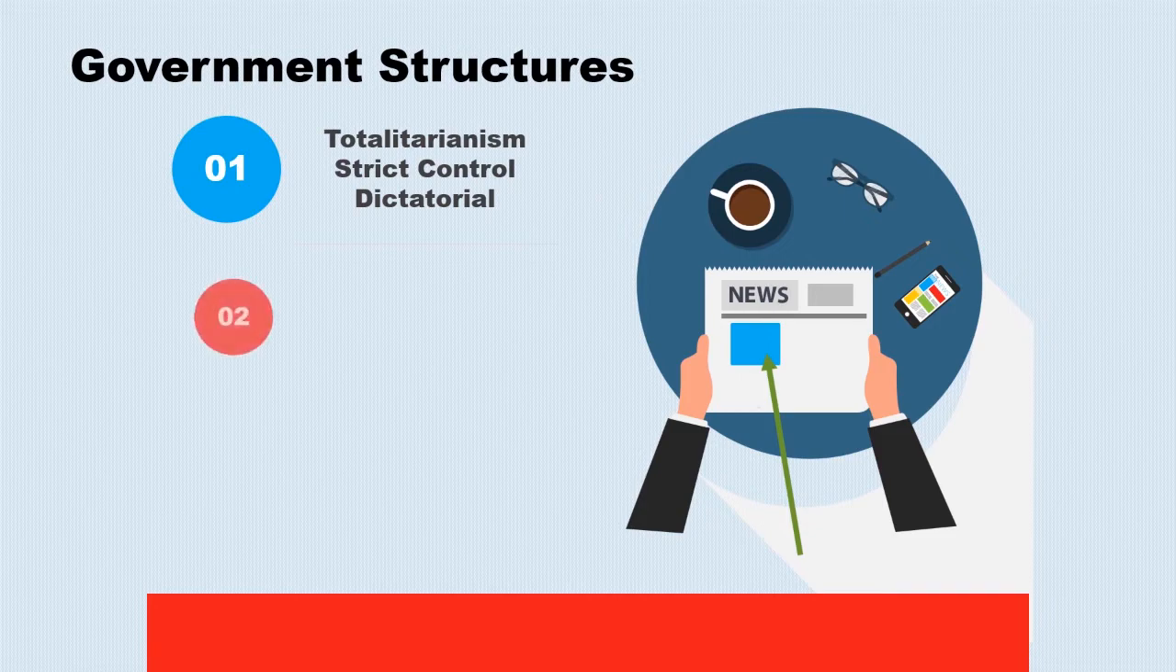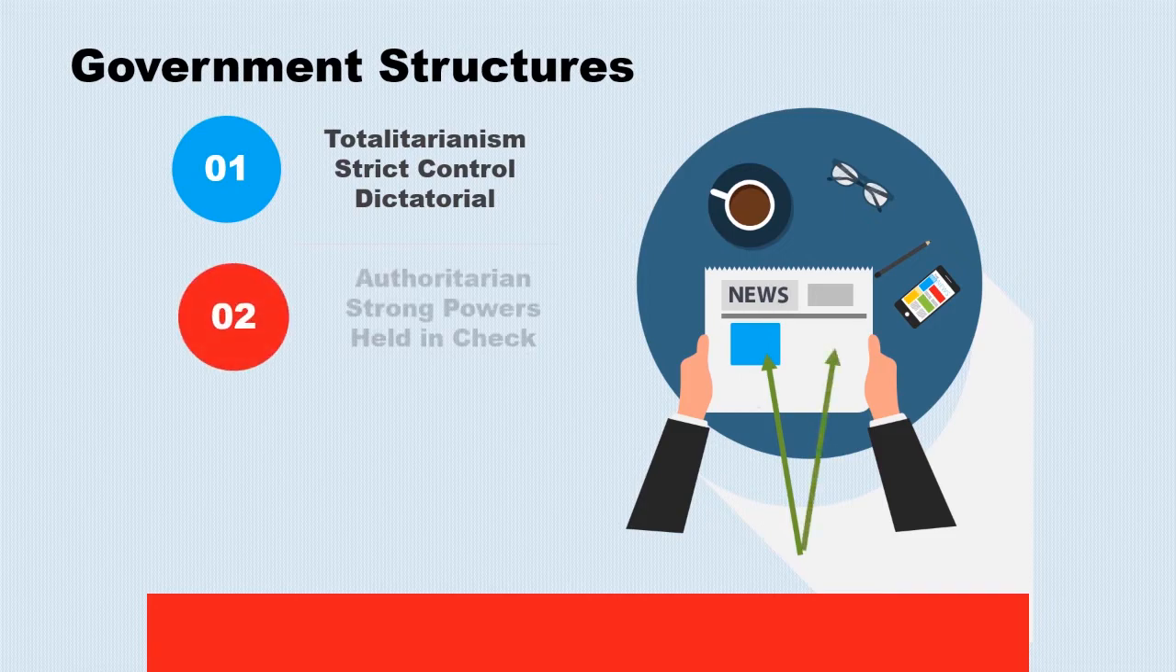Some governments have strong powers, but are held in check by societal forces. These are tagged as authoritarian. There are three forms of authoritarian rule, that is, military rule, single-party rule, and personal rule or dictatorships, or it could be a manifestation of some combination of all of these forms of rule.